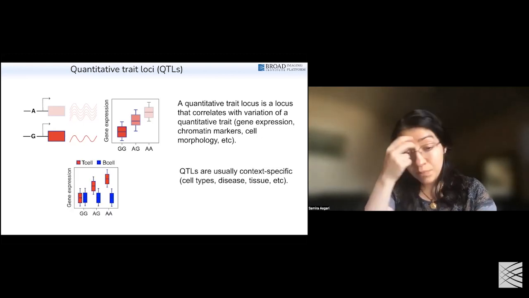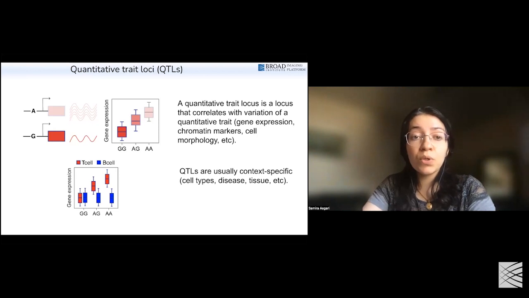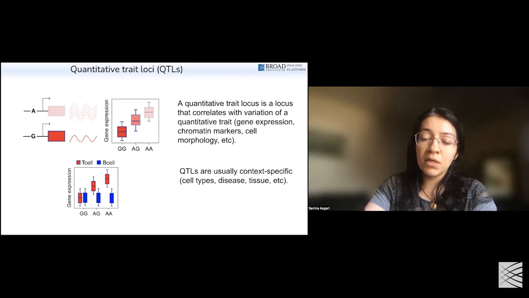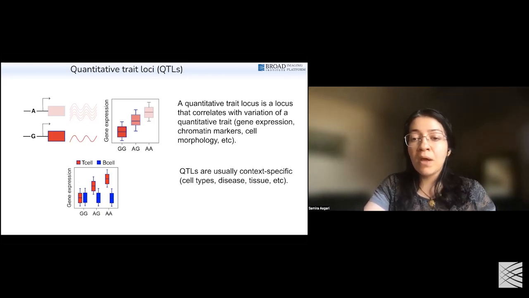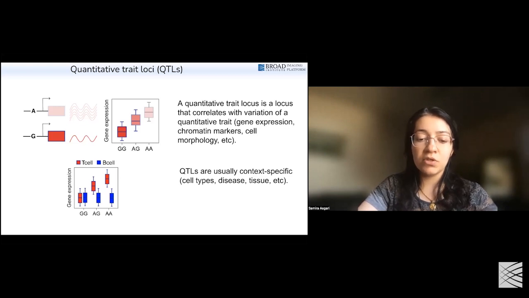And over these past few years, when people started doing more and more QTL analysis, something became clear very early on: QTLs are usually highly context specific, meaning that a given variant may be a QTL in a specific type of cell, but not a QTL in another type of cell. The context may be disease, maybe tissue, maybe a specific point in time, but the general belief now in the field is that most QTLs are context specific, and this is something important to take into account.